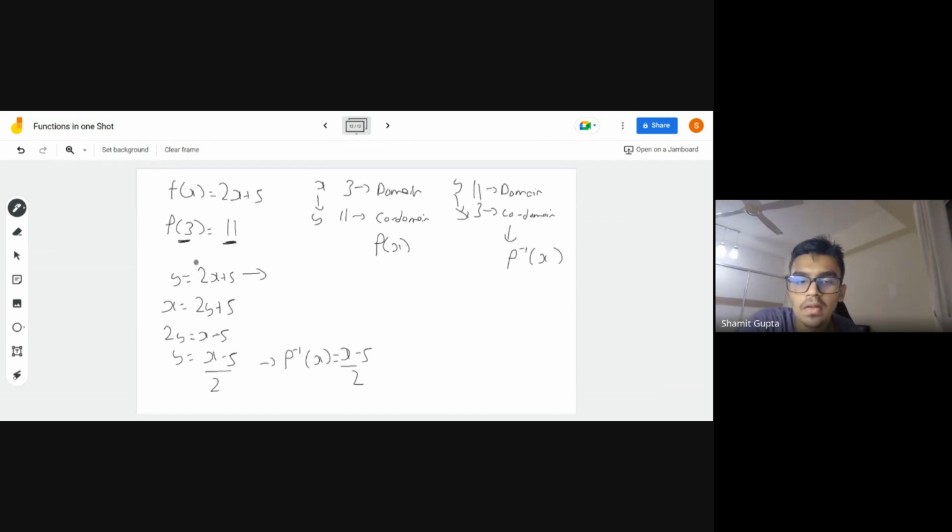So x minus 5 over 2, if you notice, if I put 11, I get 11 minus 5 over 2, which is 3. So yes, 11 is giving me 3. That's how you find inverse functions.